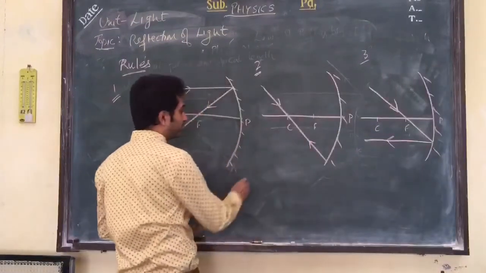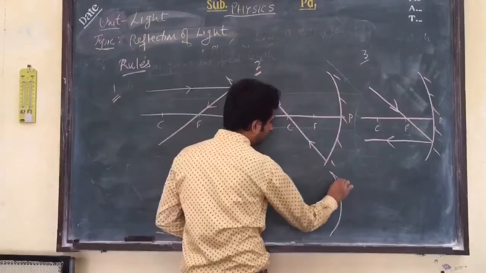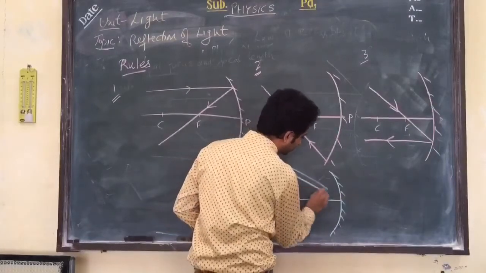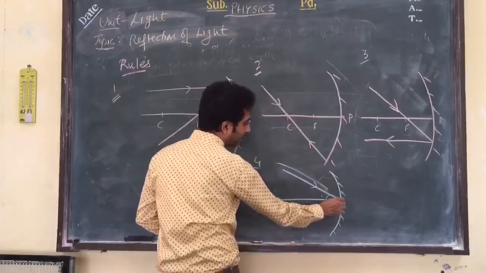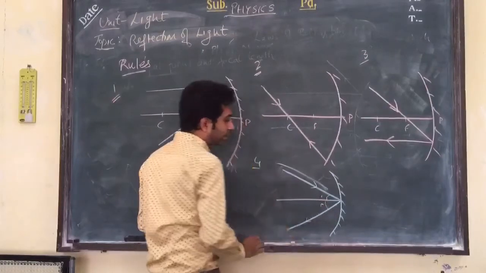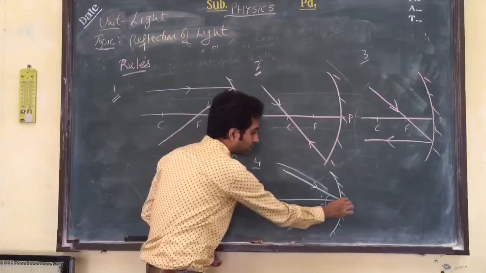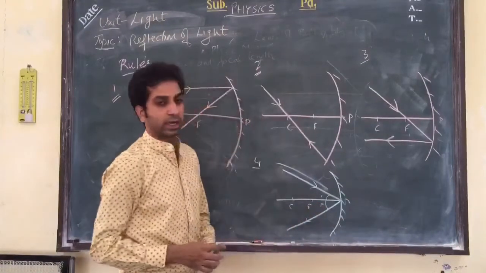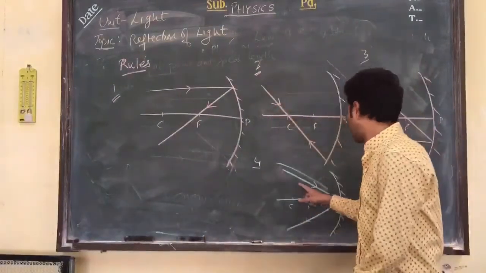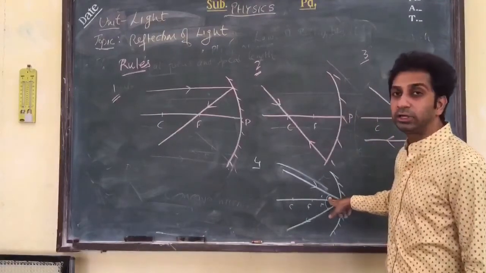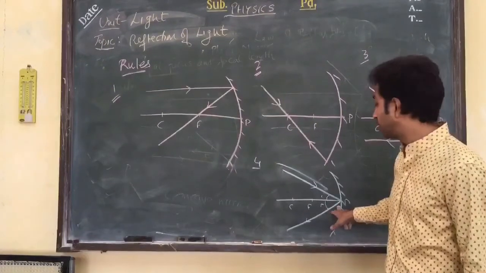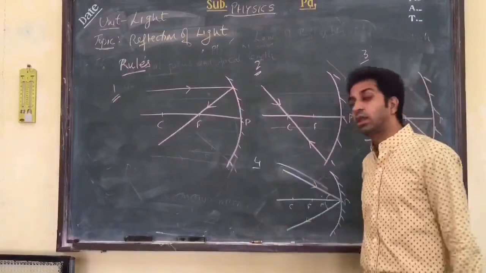And now rule number 4. That is, if the ray of light is incident obliquely like this at some angle, say I, then it will reflect also obliquely, following the law of reflection, by an angle of reflection, say R. So this is P, this is F and this is C. So again rule number 4 is, if the incident ray is obliquely incident at some angle I, then it will reflect following the law of reflection by an angle R. So in short, there are 4 rules.